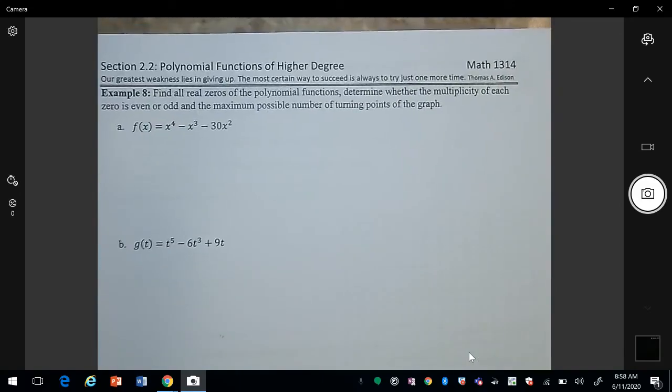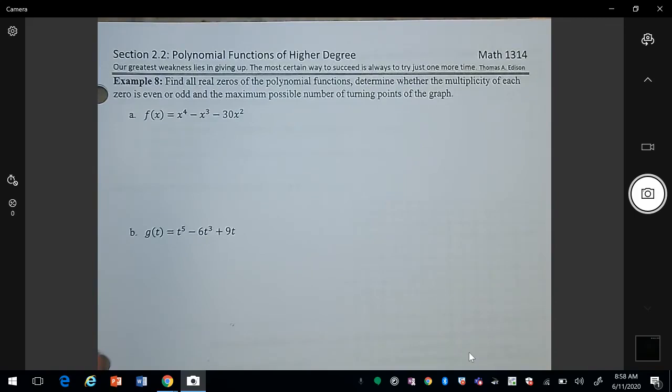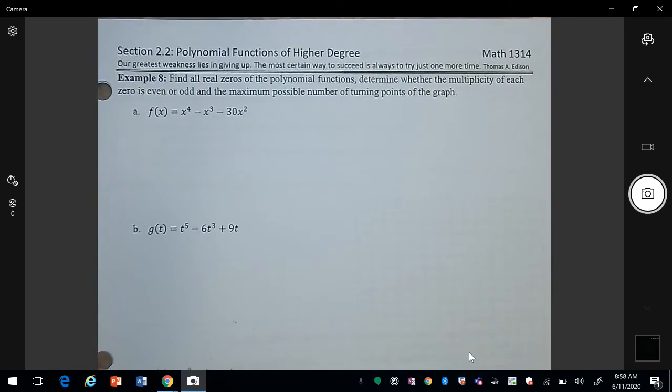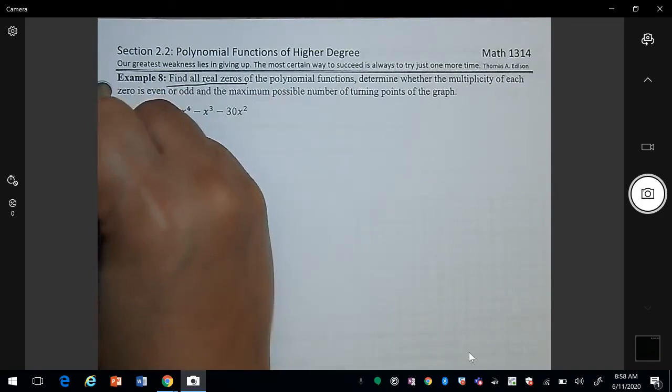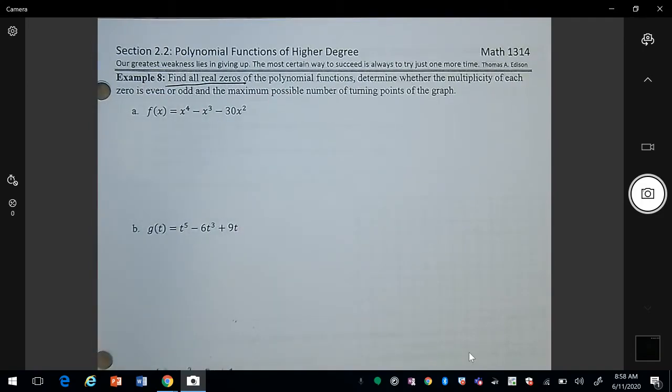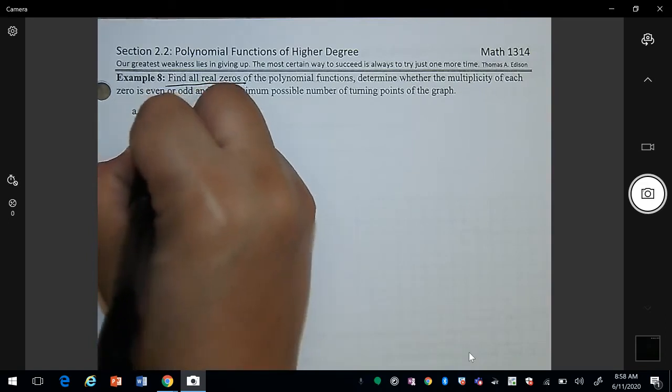Okay, so it says find all real zeros of the polynomial function, determine whether the multiplicity of each zero is even or odd, and how many turning points the graph will have. Okay, so the first thing is they want us to find all the zeros. So remember that to find all the zeros, we let y equal 0.